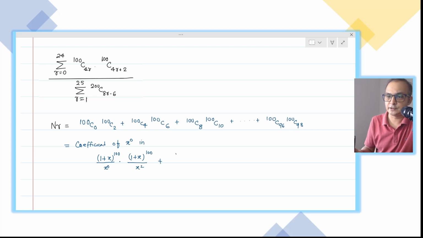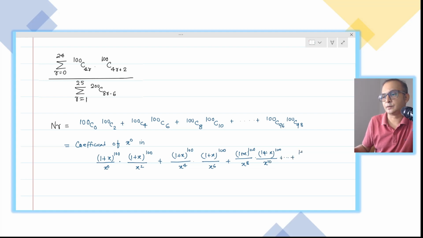And for this I can write (1 + x)^100 by x^4 and (1 + x)^100 by x^6. In the same way, here I can write (1 + x)^100 by x^8, into (1 + x)^100 by x^10, and so on. I can write (1 + x)^100 by x^96, into (1 + x)^100 by x^98.